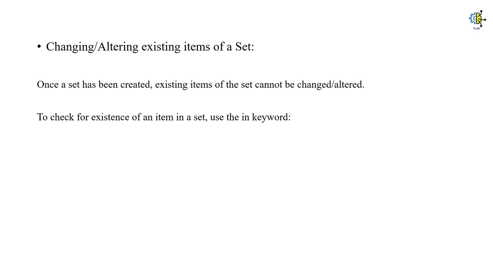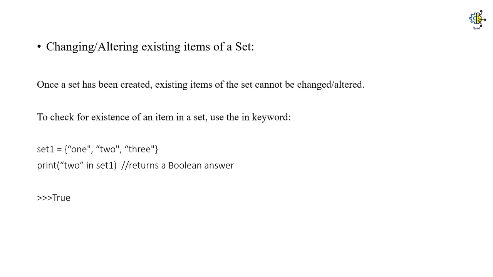To check for existence of an item in a set, you can use the in keyword. So here we have set1 with the values 1, 2 and 3, and I am printing 2 in set1. This will check for the existence of the value 2 in the values of set1, and this will result in a Boolean answer. So here the output is True because the value 2 is definitely present within our set1.